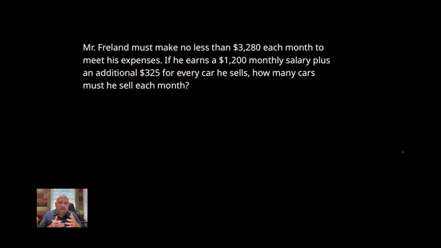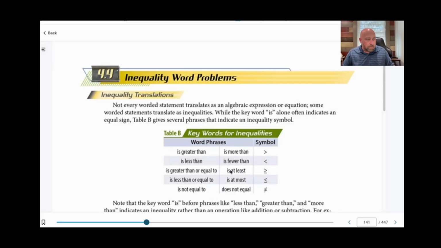Sometimes we can say things that aren't in the exact same wording that we're going to find in the book. So Mr. Freeland must make no less than. Another way to say that would be he needs to make at least 3,280, right? Like if he makes 3,270, he didn't make enough to meet his expenses for that month. So he has to make at least, okay? So look back here and we do have one for at least. So that's going to be the greater than or equal to.